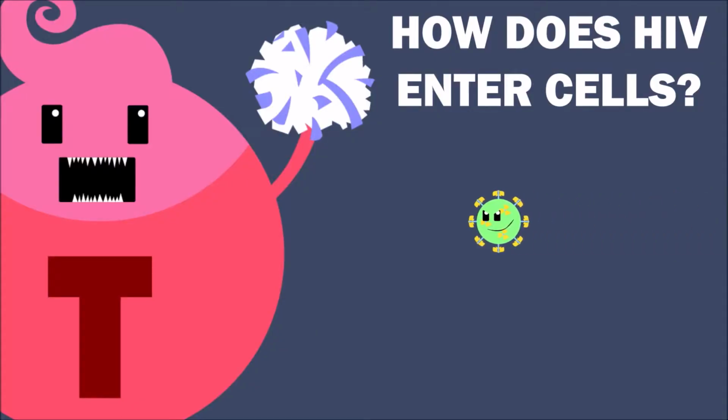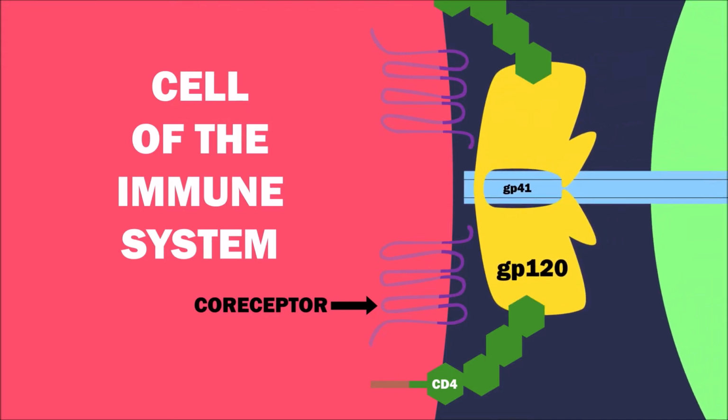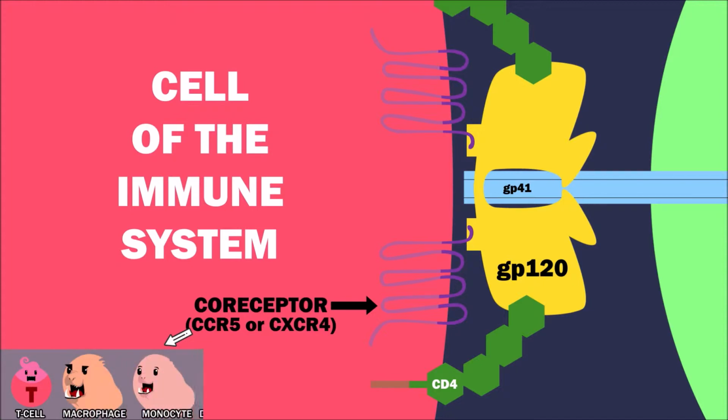How does HIV enter cells? GP120 binds the CD4 glycoprotein. This triggers a conformational change that exposes binding sites for a co-receptor, either CCR5 or CXCR4. CCR5 is found on T cells, macrophages, monocytes, and dendritic cells, while CXCR4 is found exclusively on T cells.